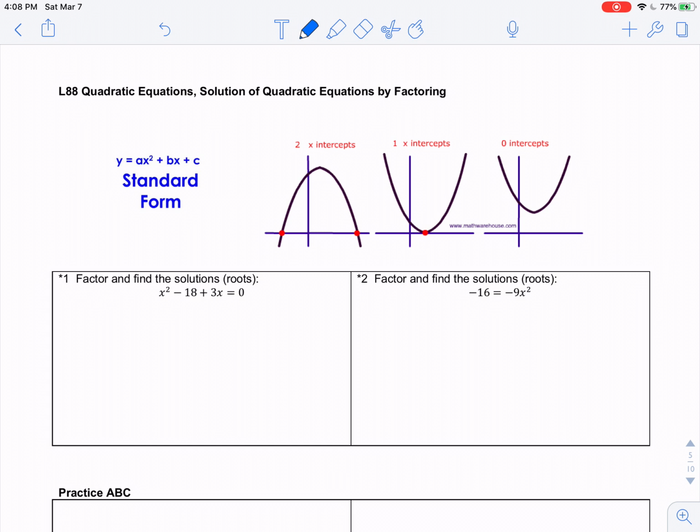This is lesson 88. You'll want to have your packet R available. Have that flipped over to lesson 88, please. And then in your book, we are going to be on page 370. If you would please, we're going to start with the images at the top of your notes. And you'll see that we are talking about quadratic equations and solving those quadratic equations by factoring.